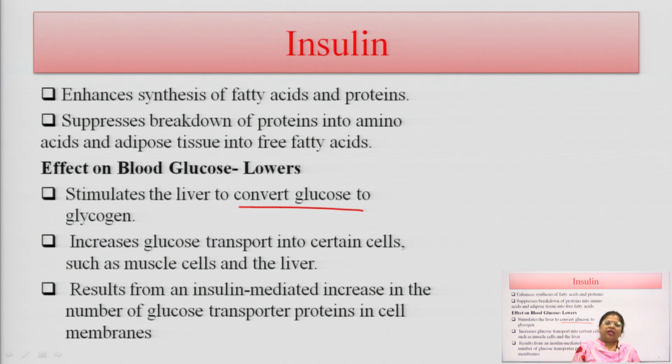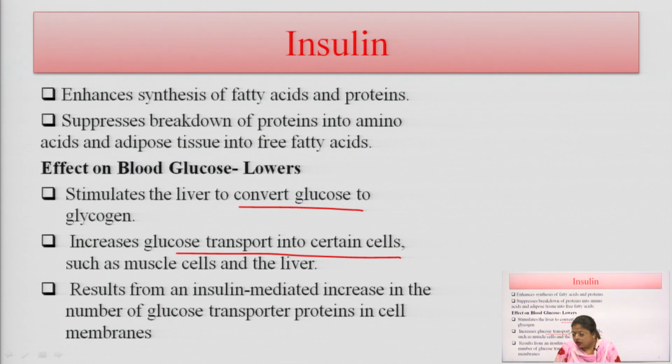Whenever the level of blood glucose increases, insulin is released from the pancreatic cells, and it promotes the conversion of glucose into glycogen, the storage form, so that the excess glucose is stored and the normal level of blood sugar continues. It increases glucose transport into certain cells like muscle cells and the liver.